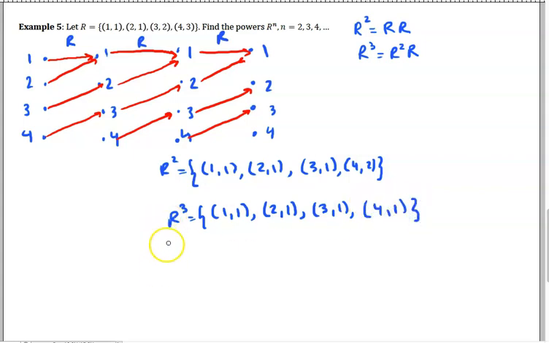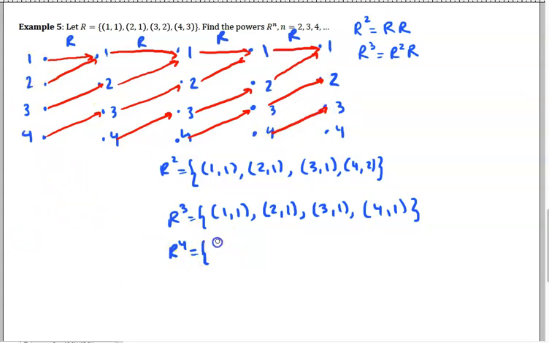Okay, all right, let's see if we can spot a pattern. Okay, so let's do one more, and I think that will be apparent. So let's do R to the 4. So again, 1 goes with 1, 2 goes with 1, 3 goes to 2, 4 goes to 3. And for R to the 4, we can see that 1 goes to 1, 2 goes to 1, 3 goes to 1, 4 goes to 1.